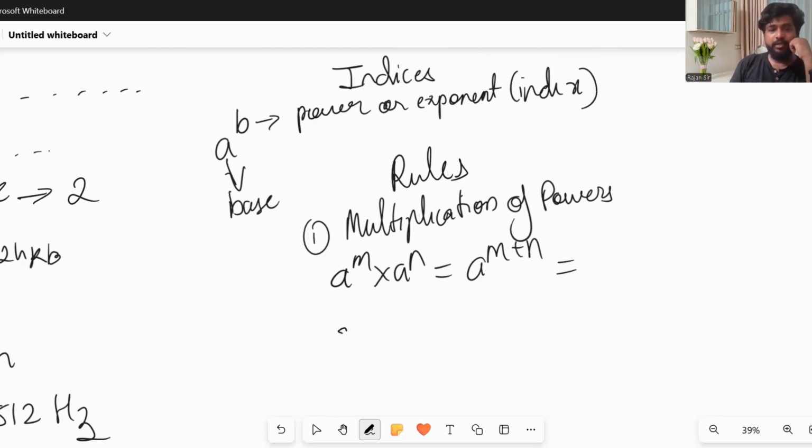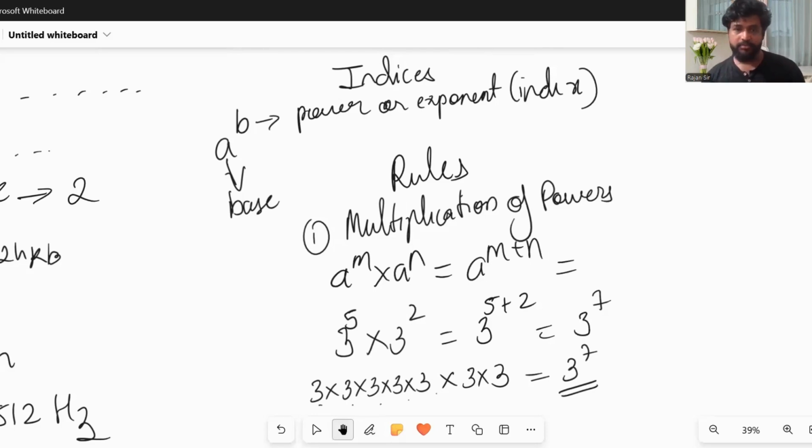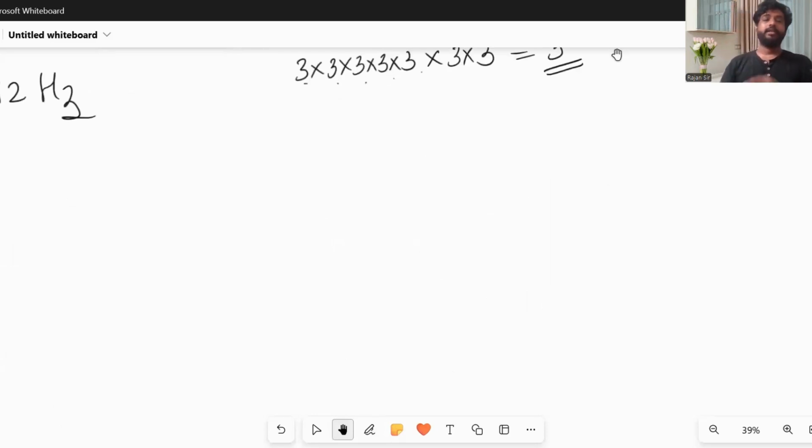Here's an example. We have 3 raised to 5 into 3 raised to 2. We can simply add: 3 raised to 5 plus 2. That makes sense, because let me show exactly what we're doing here. We are taking 3 raised to 5 as 3 into 3 into 3 into 3 into 3, five times. And if you take 3 raised to 2 as 3 into 3, now we have 1, 2, 3, 4, 5, 6, and 7. So we can write this in short form as 3 raised to 7, where 3 is the base and 7 is the index or power. All okay?